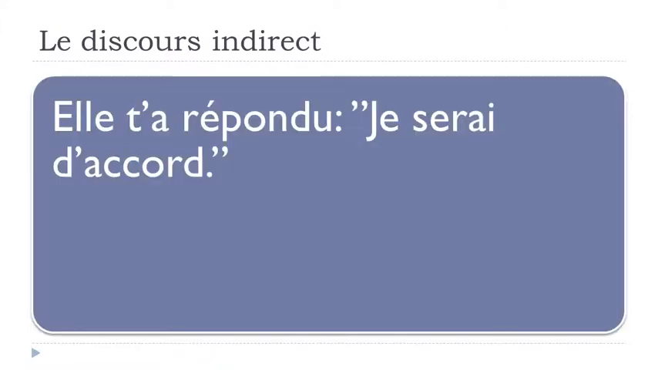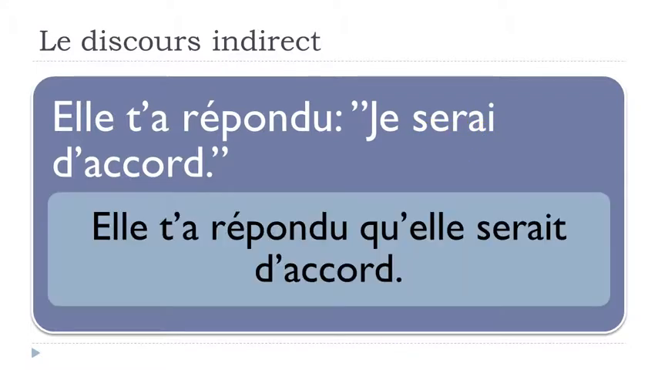So let's have a look now. Elle t'a répondu, je serai d'accord. We do agree that it's still the same here, passé composé, and in the second part, je serai, it's still the verb to be, but remember, it's the futur simple form. Je serai d'accord. And it will become: Elle t'a répondu qu'elle serait d'accord. They look quite similar, but keep in mind that this form here is the conditionnel présent form. Elle t'a répondu qu'elle serait d'accord.